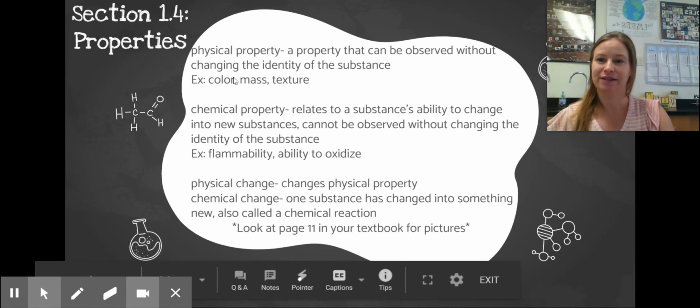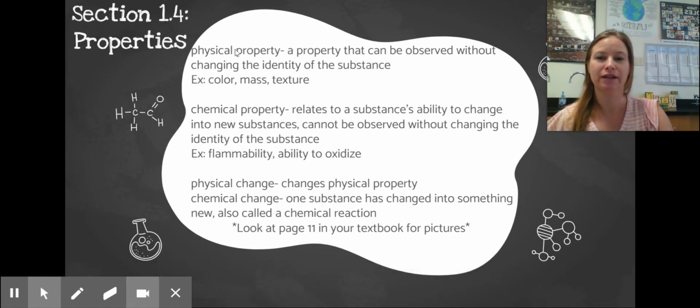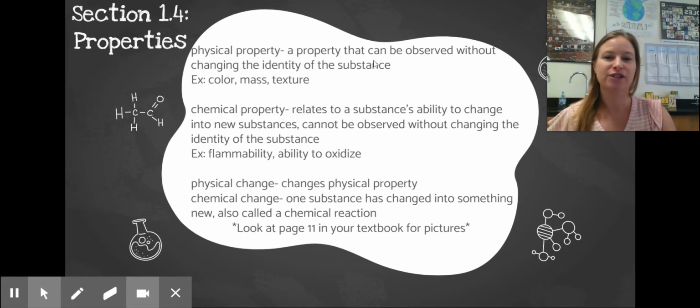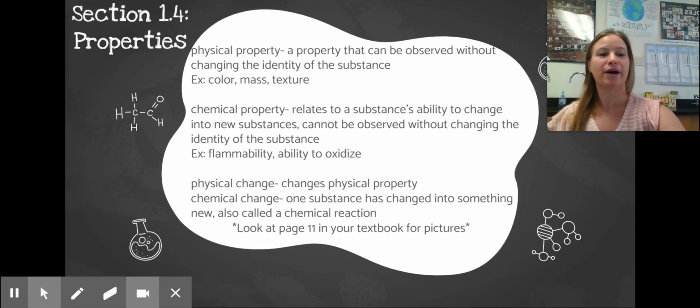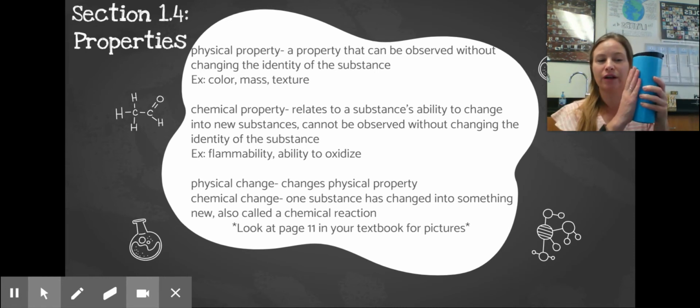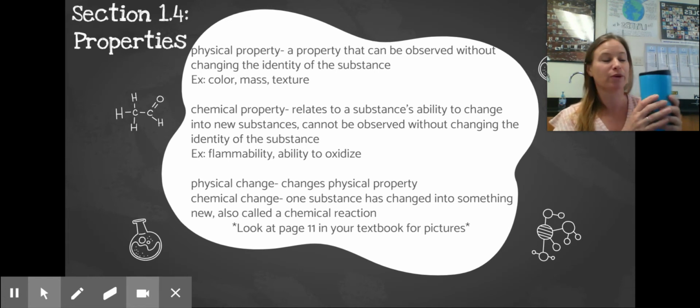All right, section 4 of chapter 1 is about physical and chemical properties and changes. So a physical property is something that we can observe without changing the identity of the substance. It includes things like color, mass, and texture. If I'm talking about my coffee cup, the color of it, the shape of it, the texture of it, those are all physical properties that we can observe without changing what it is.